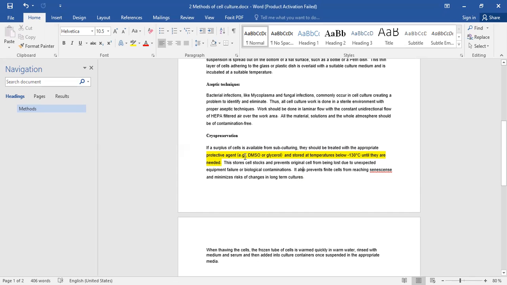The technique is the use of DMSO or glycerol. With these chemicals, these protective agents, the cells will not get damaged in the low temperature, because we are using here minus 130 degrees centigrade for the preservation of the cells. This is a very extreme low temperature, and at this temperature the cells may be damaged, so we use protective agents such as DMSO or glycerol.